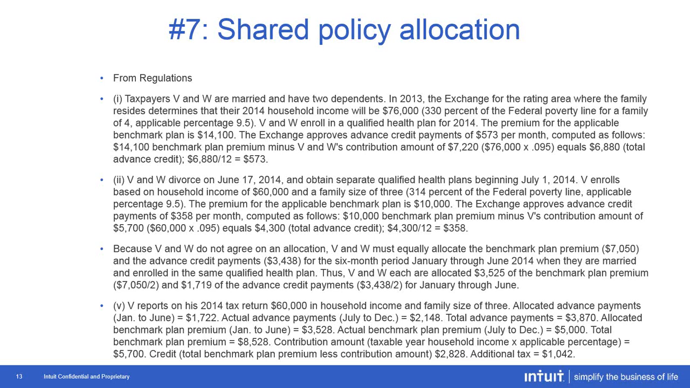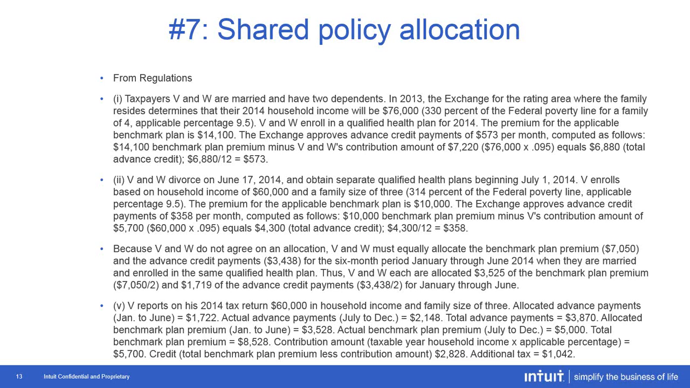Because V and W do not agree on an allocation, V and W must equally allocate the benchmark plan premium, $7,050, and the advance credit payments, $3,438, for the 6-month period, January through June, when they are married and enrolled in the same qualified health plan. Thus, V and W are each allocated $3,525 of the benchmark plan premium and $1,719 of the advance credit payments for January through June.